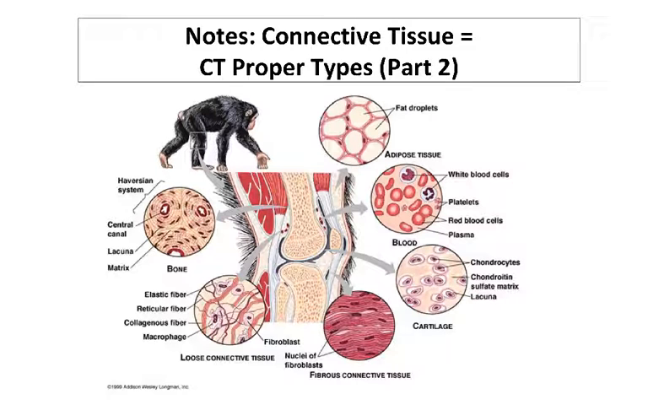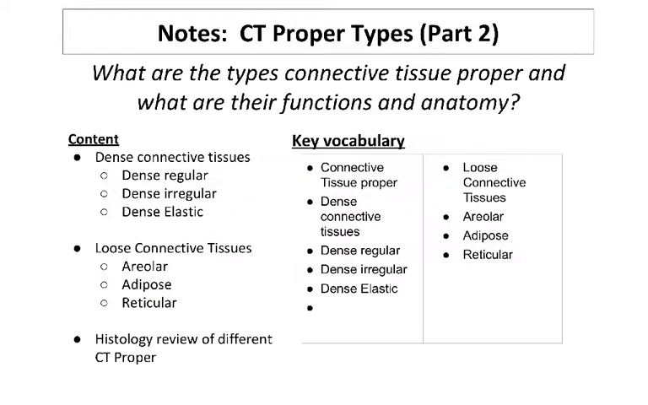Hi, this is a lecture for connective tissues, and today I'm going to go over connective tissue proper and the category of tissues found under that. Now, this is the second part, so you should have done the first part, which went over common features found in all connective tissues. So, today we're going to go over the two categories of connective tissue proper, which is dense connective tissues and loose connective tissues.